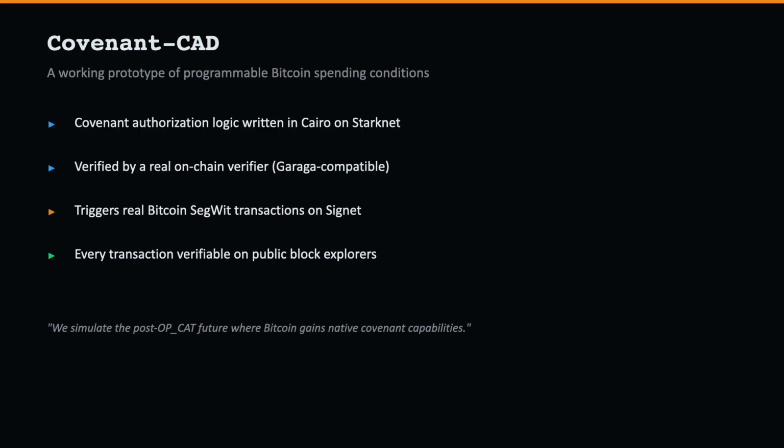So what did we build? A working prototype. Covenant logic written in Cairo on Starknet, verified by a real on-chain Garaga-compatible verifier that triggers actual Bitcoin SegWit transactions on Signet. Every single transaction is verifiable on public block explorers.